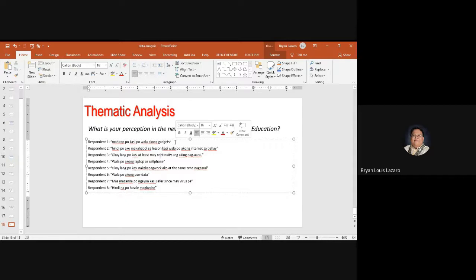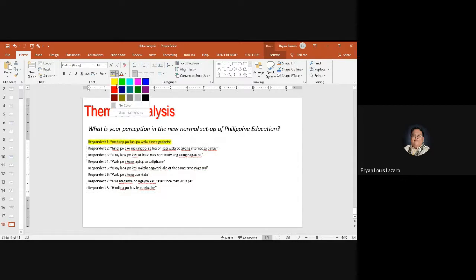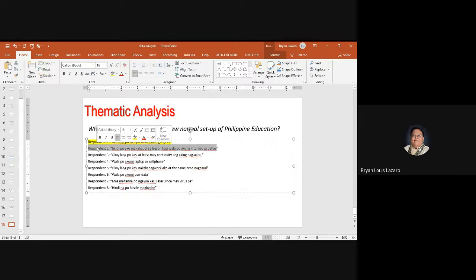Kasi in this part, wala nga siyang statistical analysis, pero magbabasa ka. So, babasahin ko siya, halimbawa, mahirap po kasi wala akong gadgets. So, since respondent number 1 siya, i-color code ko muna siya. Gawin ko siyang yellow. Hindi po ako makahabol sa lesson kasi wala po akong internet sa bahay. So, hindi naman related. Pag sabi mong thematic, kukunin mo yung magkakapareho ng sinasabi. Magkakapareho ng point. Okay, magkakapareho ng theme.